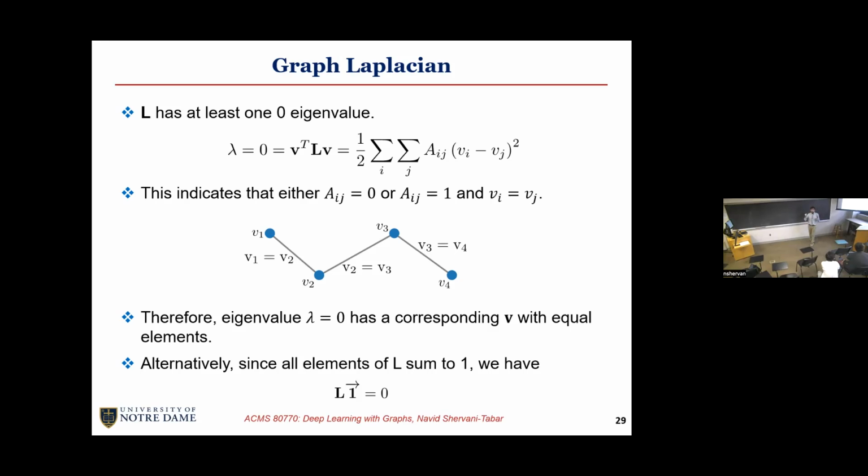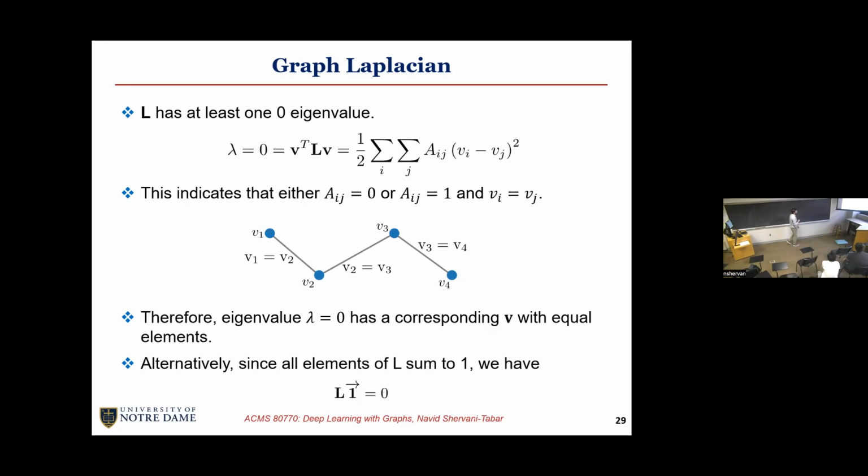So if we have a connected graph, we will have an eigenvalue 0, and its corresponding eigenvector will be some vector with all elements equal to each other. For example, a vector of 1s.